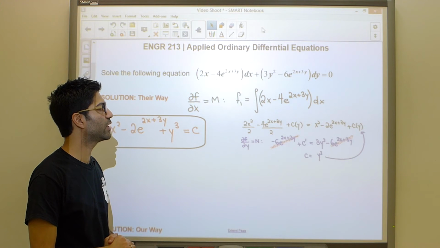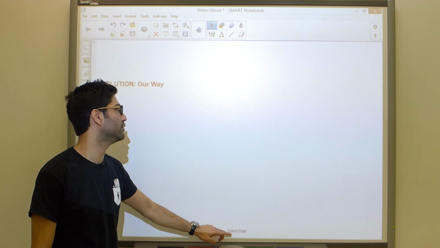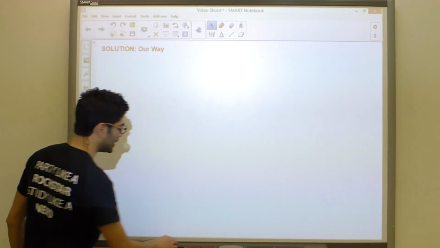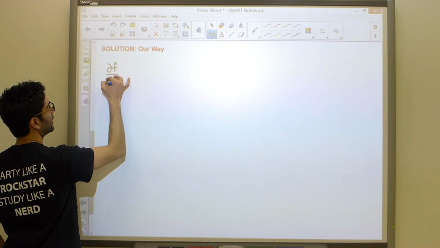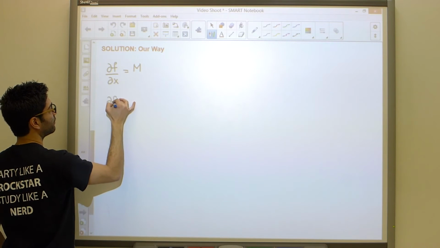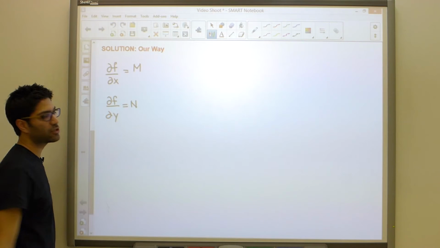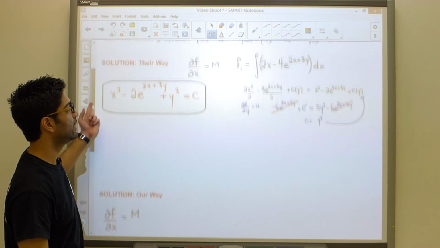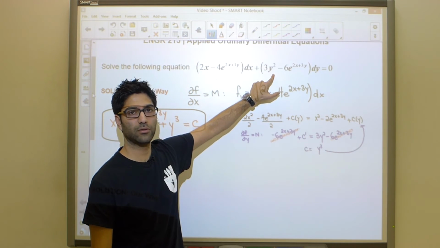However, there's a much quicker way of solving this problem. Let's take a look at our way of doing it. Our way of doing it uses the exact same two formulas here: df by dx equals m, and df by dy equals n. We're using essentially the same formulas, except what we're going to do is integrate each one of these two pieces on their own.